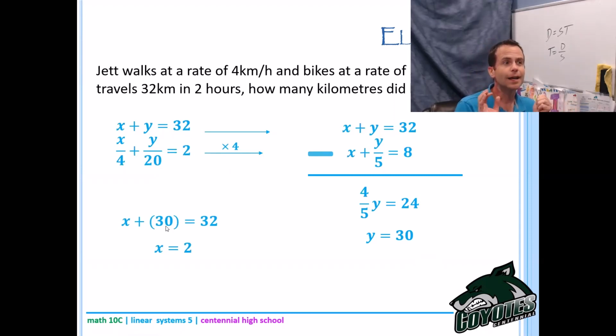Great. If this is all you gave me, I'd give you probably like 3 out of 4 because it's so important that you conclude by answering the question you were asked in the context of how you were asked. So the question says, how many kilometers did he walk? Well, now I can say Jet walked 2 kilometers. Okay? And that is solving by elimination.